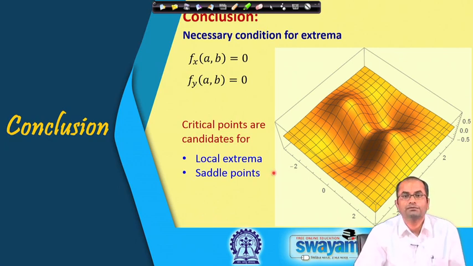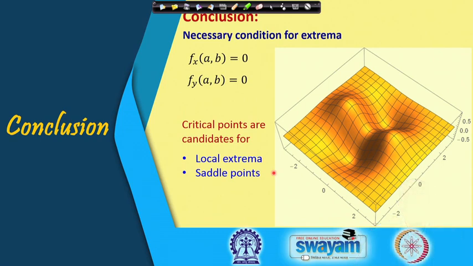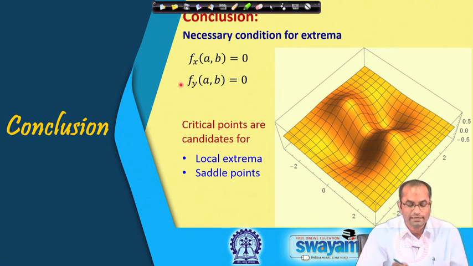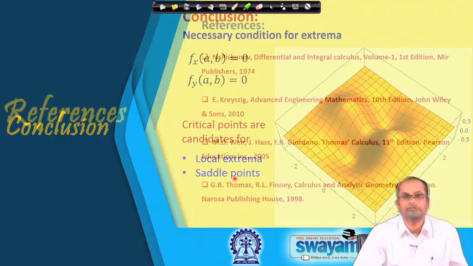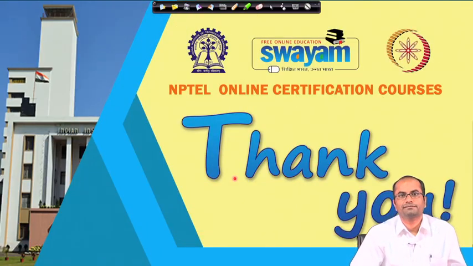In the next lecture, we will learn how to identify whether it is a local maximum or local minimum, because necessary conditions will give us the candidates for the local extrema and also for the saddle points, but then we have to identify whether at a given critical point the function is taking a local maximum, local minimum, or it is a saddle point. So, that will be the content of the next lecture. These are the references, and thank you.